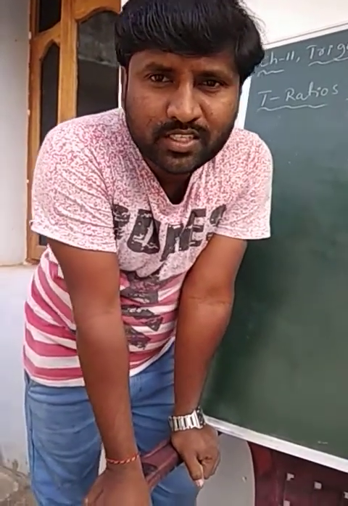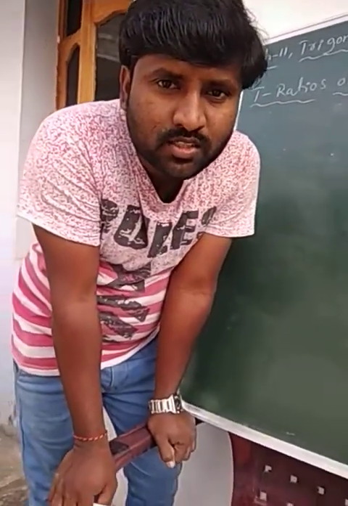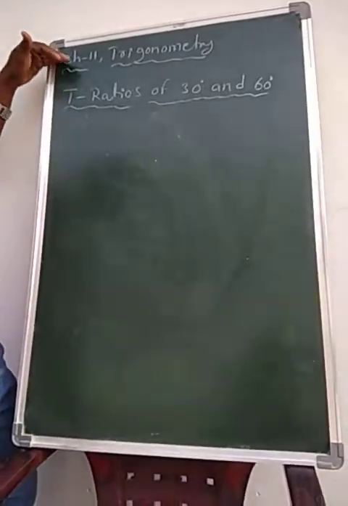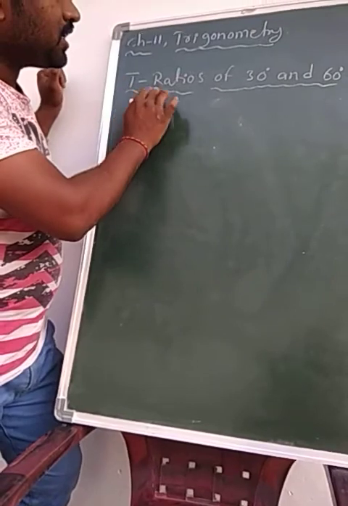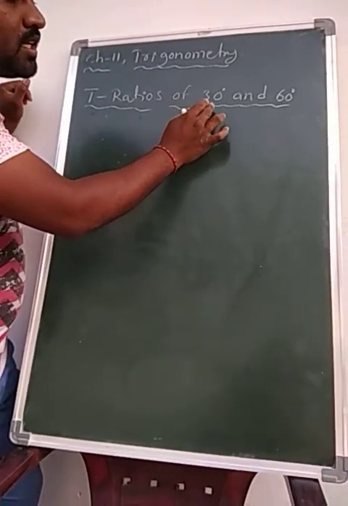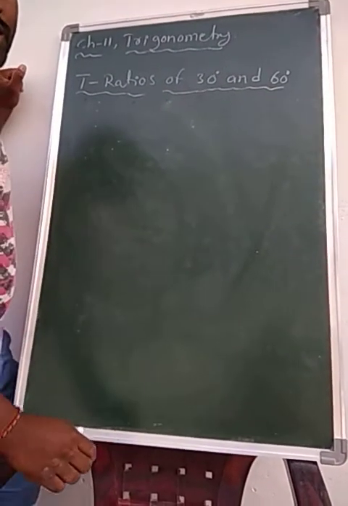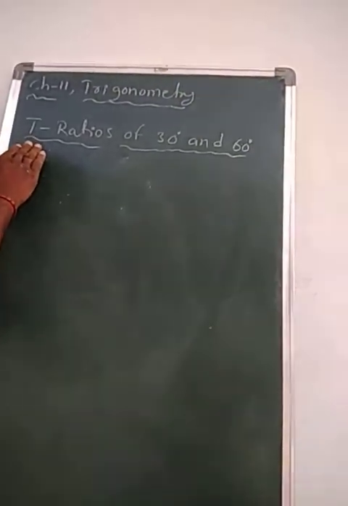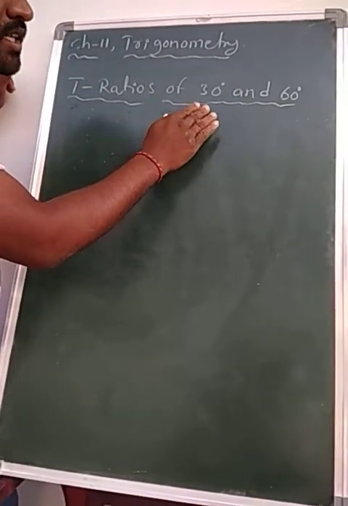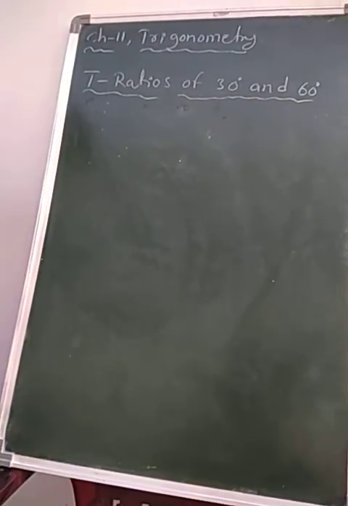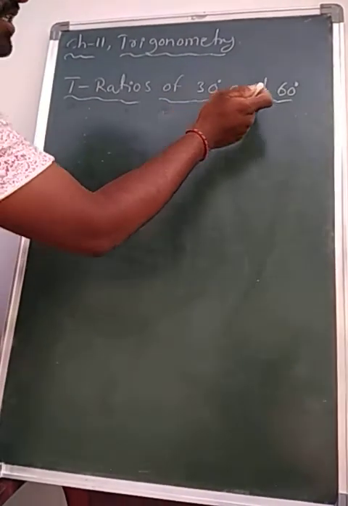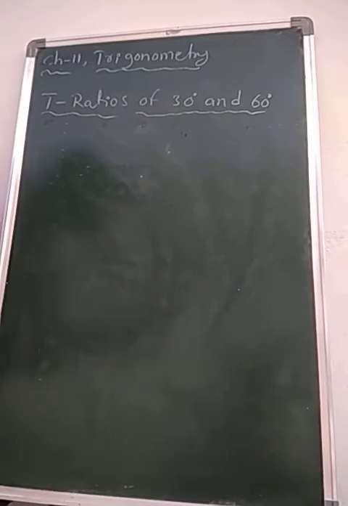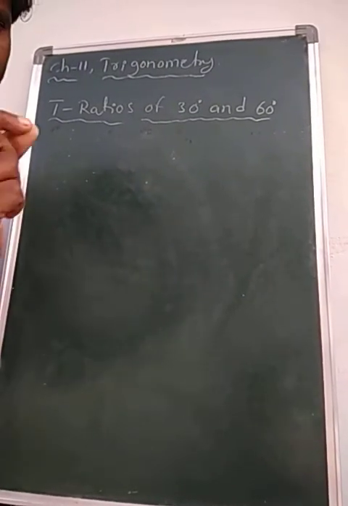Good afternoon, students. Today we are going to discuss chapter 11, trigonometry. In that, the trigonometric ratios of 30 degrees and 60 degrees. Now, for finding the ratios of 30 degrees and 60 degrees, I am going to consider an equilateral triangle.